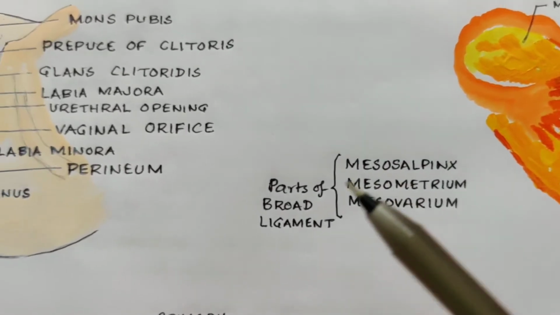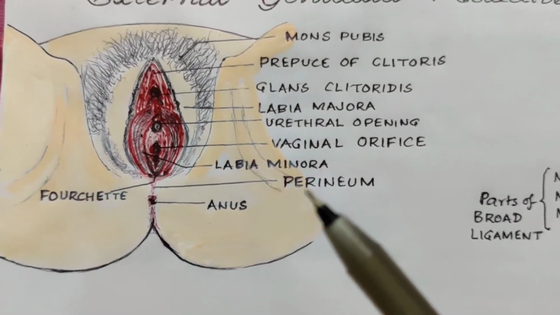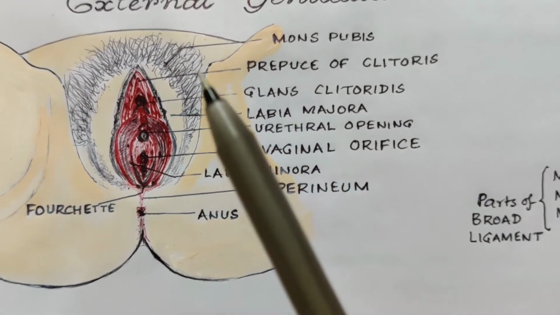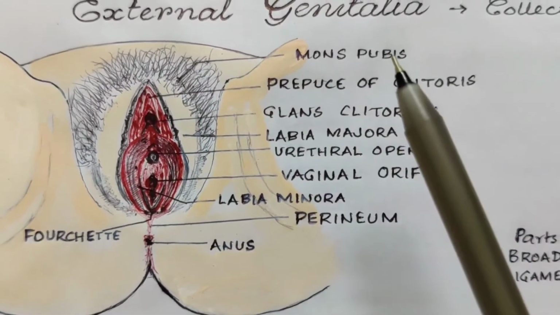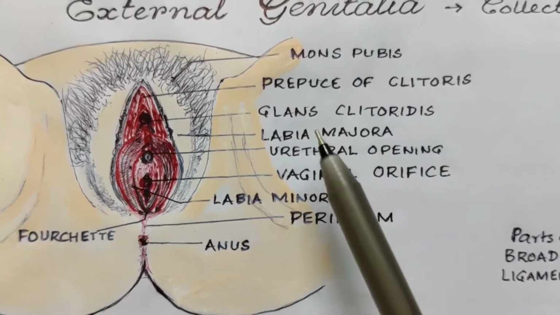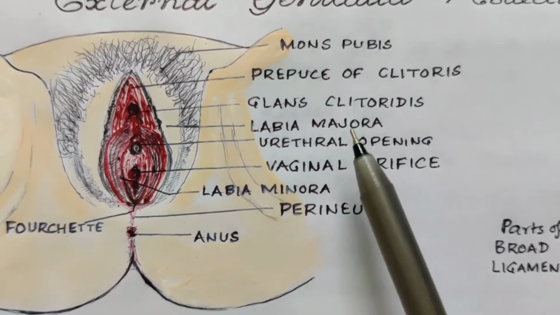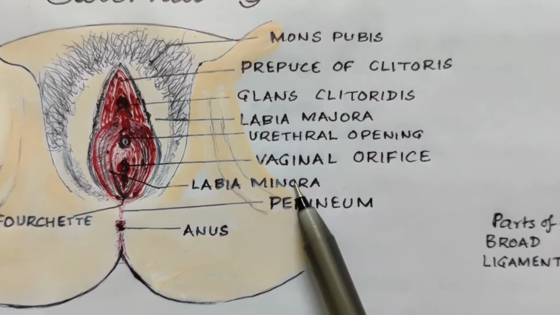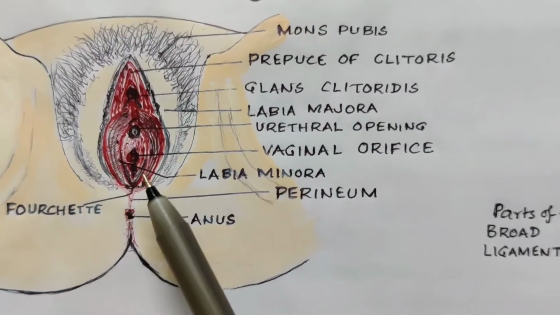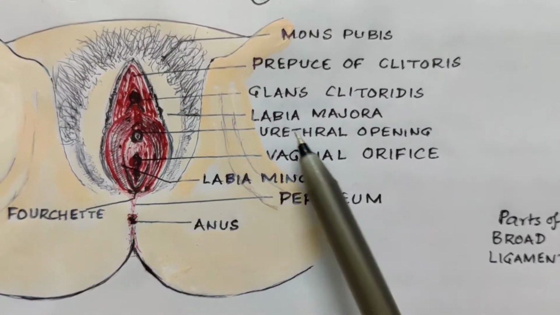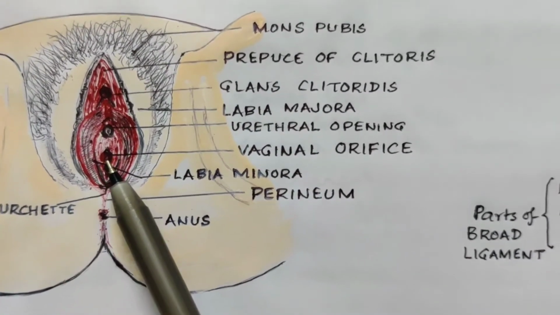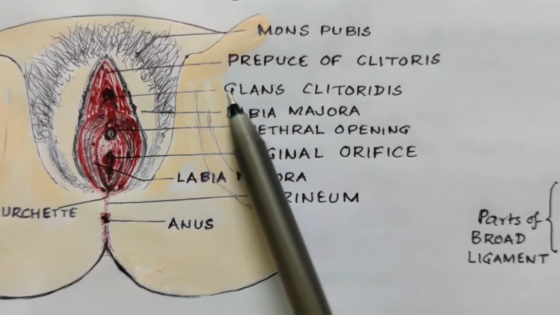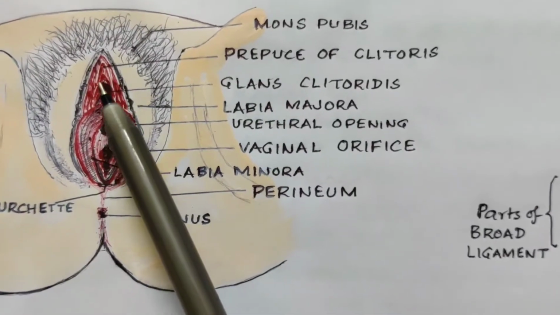Now we are coming to the external genitalia. This is the figure for external genitalia. It consists of mons pubis, labia majora or major lips, labia minora or minor lips, and the perineum over here. This is the urethral opening. This is the vaginal orifice. And this is glans clitoridis, a highly sensitive part.